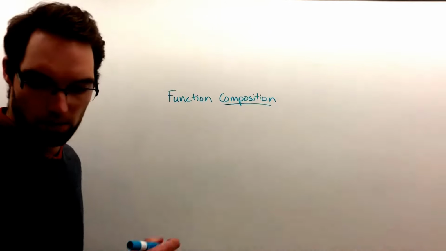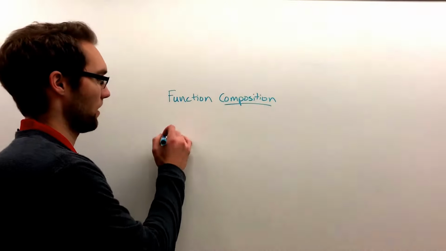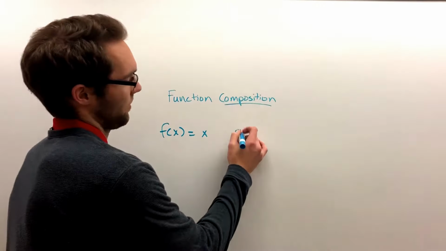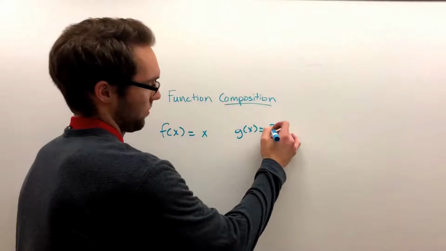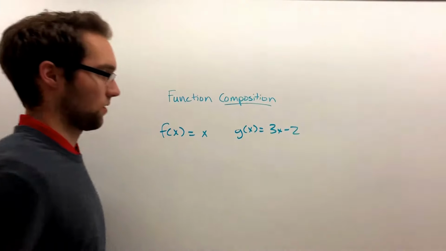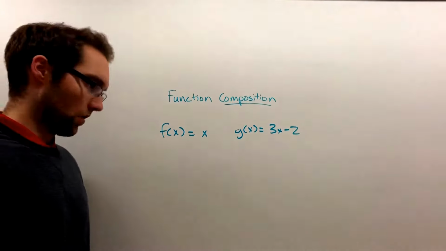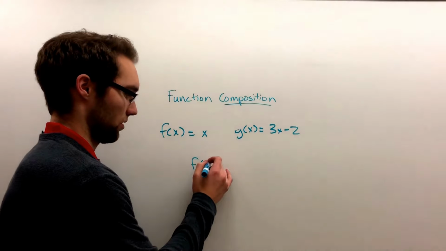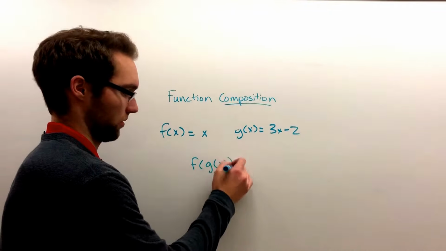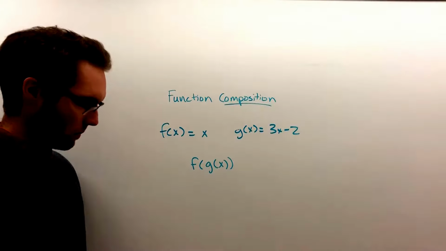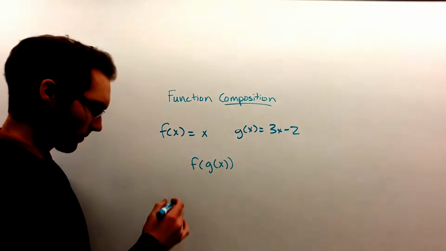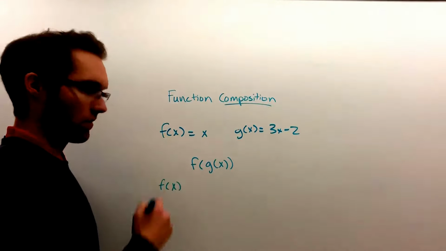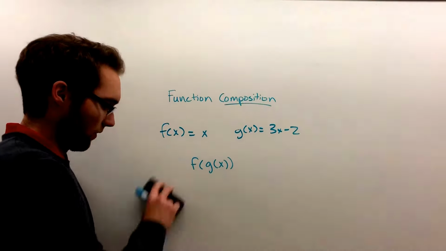So for my first example, we're gonna have f of x equal to x, and then we're gonna have g of x equal to 3x minus 2. Okay, so function composition is gonna look like this, which is a little gross, okay? So let me talk about this first. So we've done problems, we've evaluated functions, right? So f of x is equal to x, and we've evaluated functions.